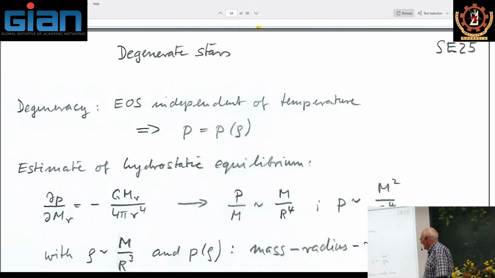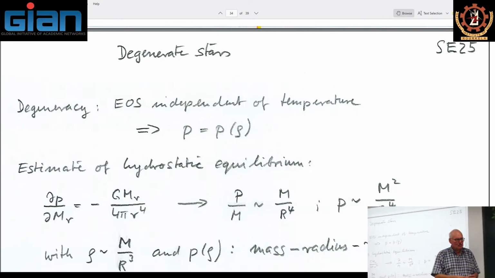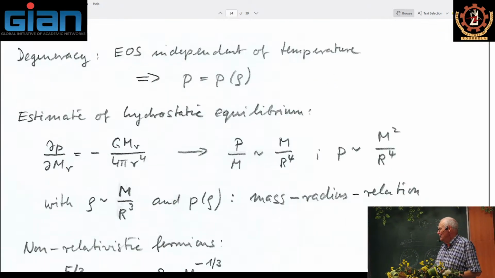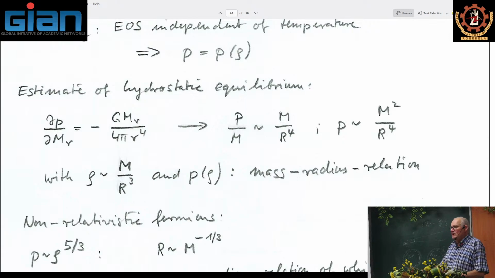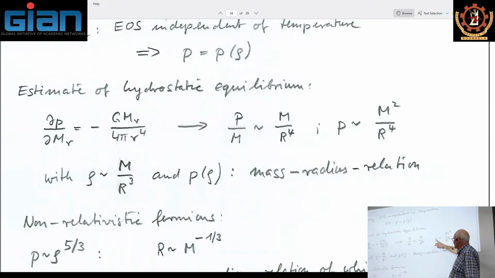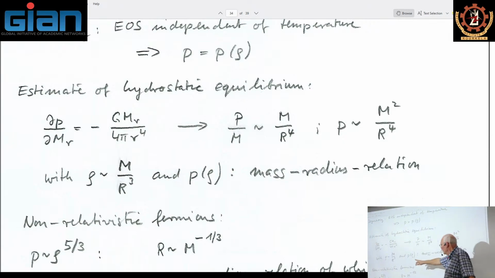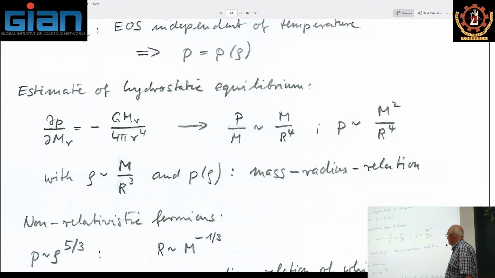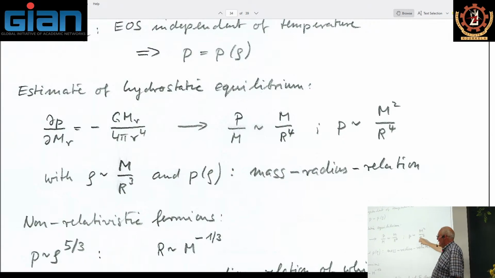Now, of course, the density is also estimated in the usual way. The density is given by the mass over the volume, or mass over r cubed. Well, what does it mean if we have a pressure density relation? Then the pressure may be expressed in terms of m over r cubed, and then we have a relation from the hydrostatic equilibrium, which also depends on the mass and the radius. So what do we end up with? With a relation between mass and radius.